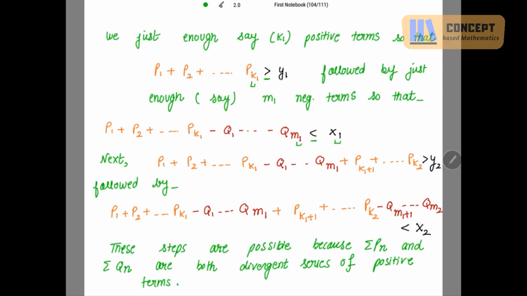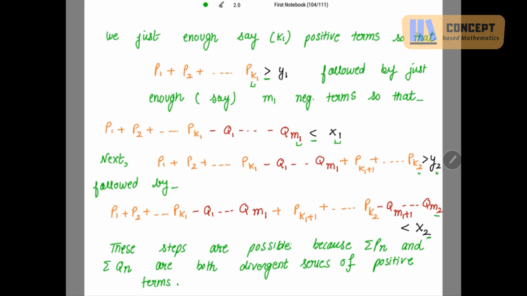Again, now I have to add positive terms to this inequality. So I have added p_{k1+1} up to p_{k2}. More positive terms I have added. So because I am ending up with the positive terms, I must write y with subscript 2 and make the sign greater, right? Again followed by the more m2 negative terms. So because I am ending up with the negative terms, I must write less than and with x2, because the subscript is m2 here. So I should write x2 here.